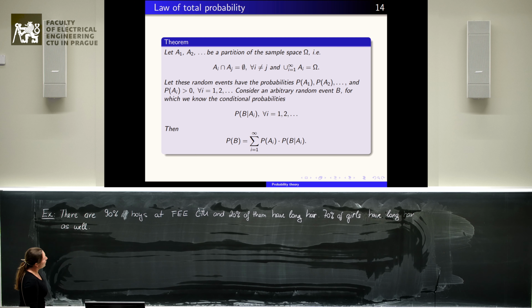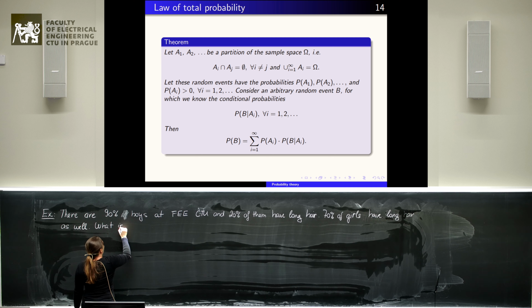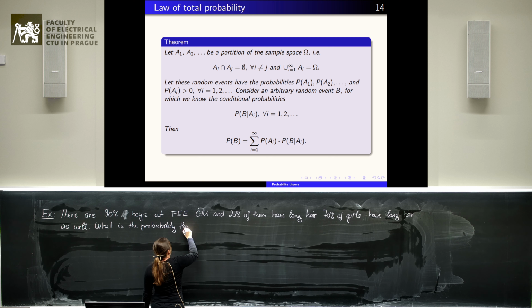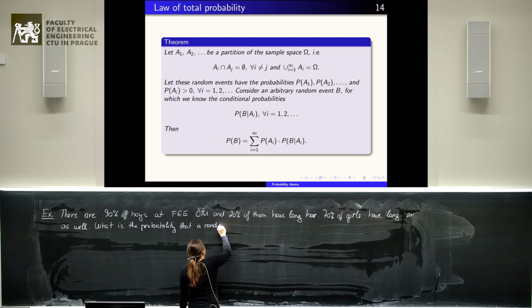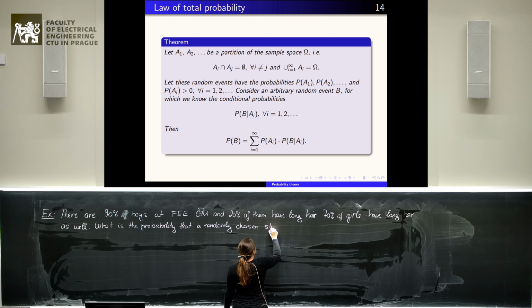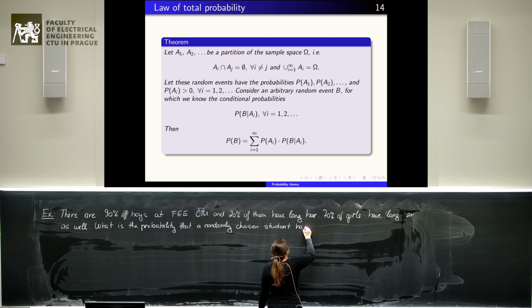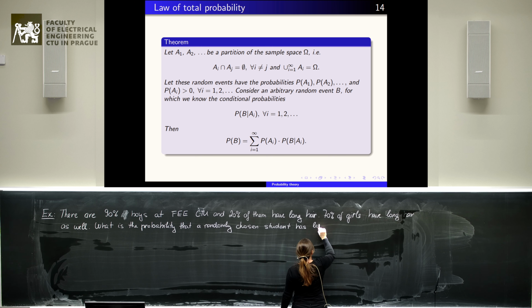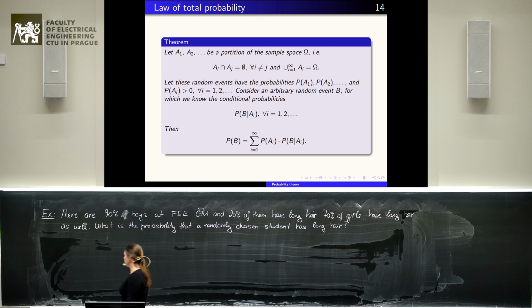So we have this information and we want to calculate the probability that a randomly chosen student has long hair. The solution is very easy.